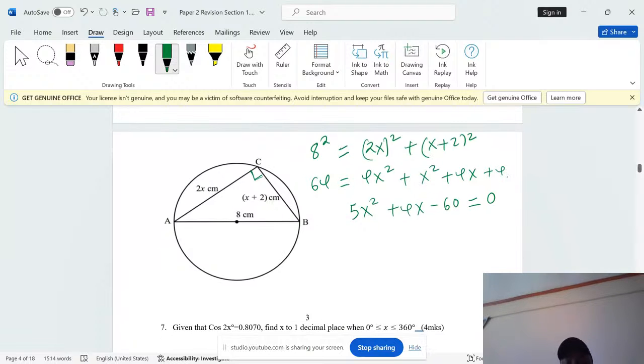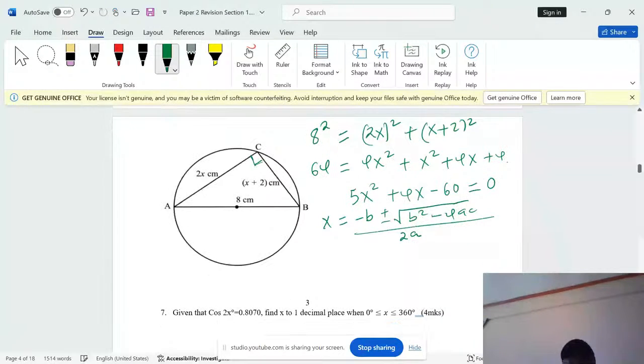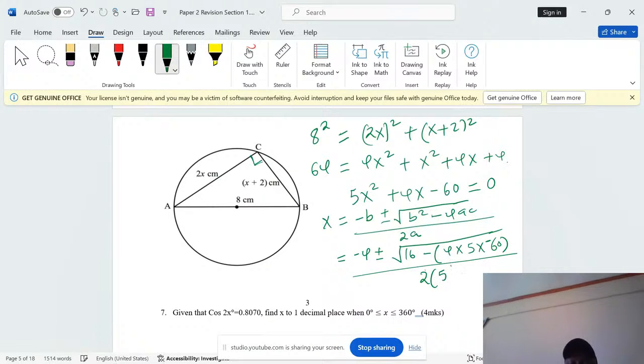Allow me to solve for x following what we call the quadratic formula. It says that the value of x is usually given by negative b plus or minus the square root of b squared minus 4ac divided by 2 multiplied by the value of a. Therefore, we will have negative 4 plus or minus the square root of 4 squared is 16 minus 4 multiplied by 5 multiplied by negative 16, then divided by 2 times the value of a, which is now 10 according to this equation.